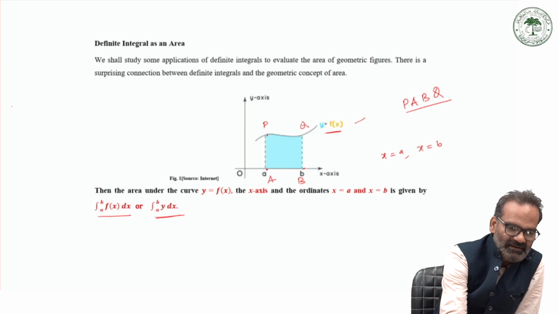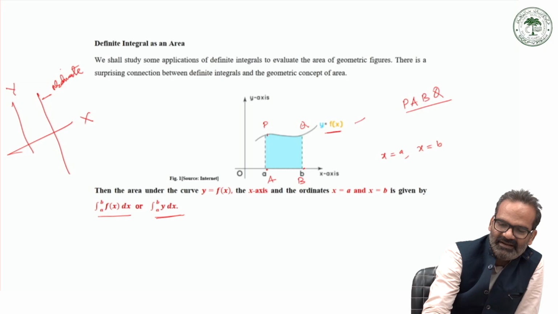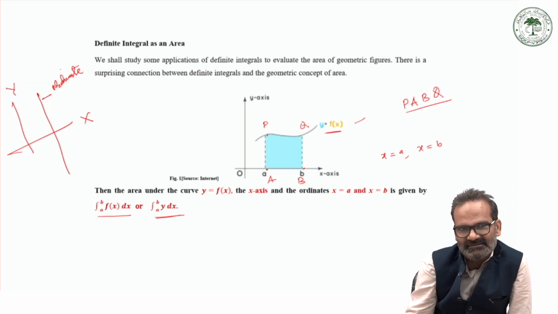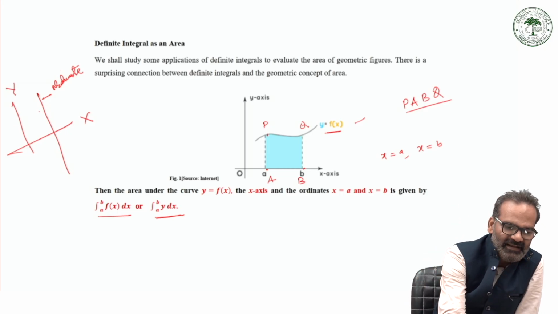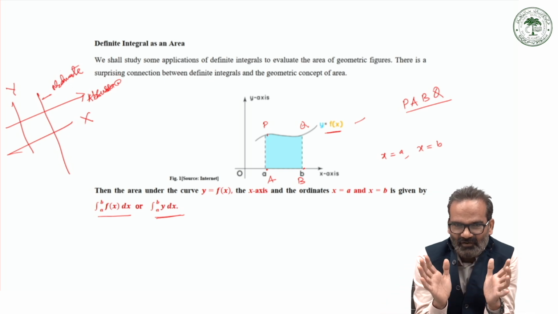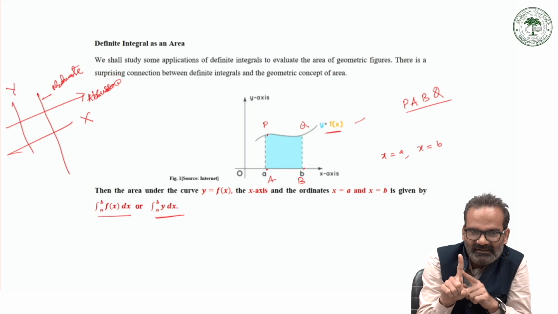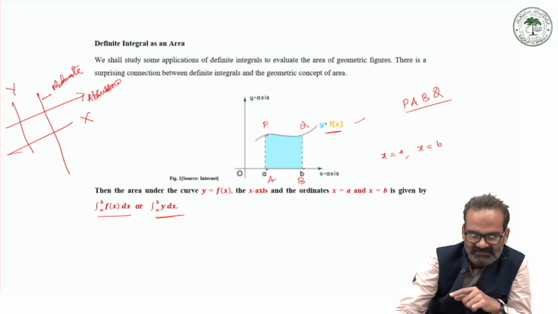This is your x-axis, this is your y-axis. Any line parallel to the y-axis is called an ordinate. That is why x equals a and x equals b are known as ordinates. And any line parallel to the x-axis is called an abscissa. So what are the components of this figure? Try to understand the components. We have three components. One, a curve, y equals f(x). See this.